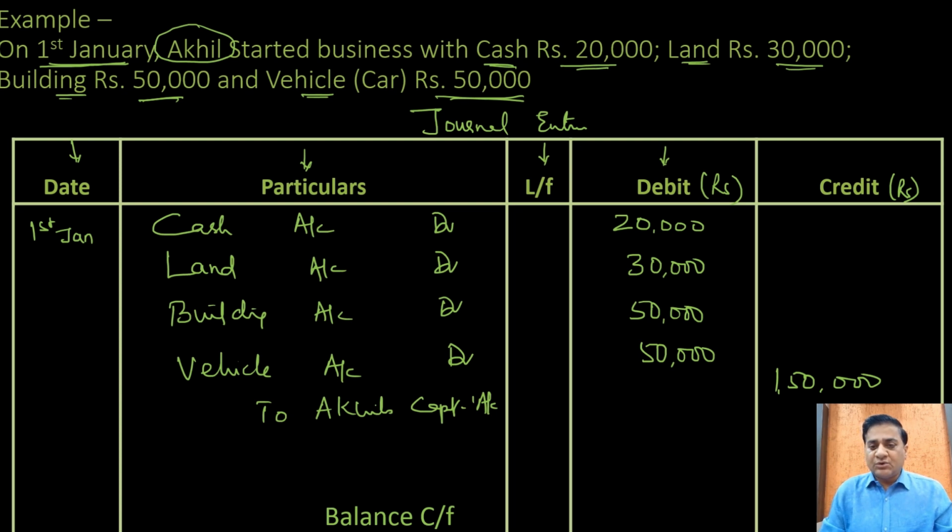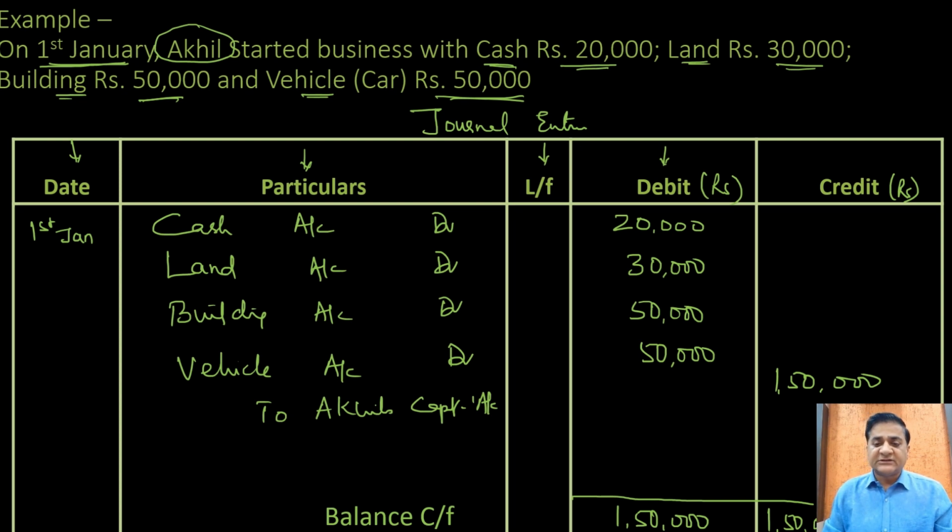And you know that the total of the debit should always be equal to the credit. Then we find that the debit total is 150 and the credit total is 150. What I would do is I would write the total of this page, 1,50,000, on the debit side and 1,50,000 on the credit side.